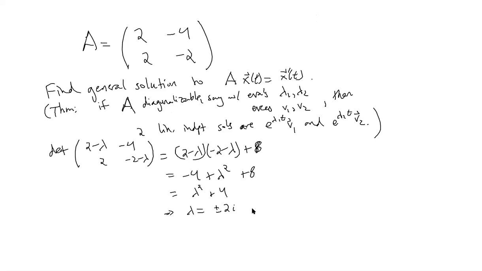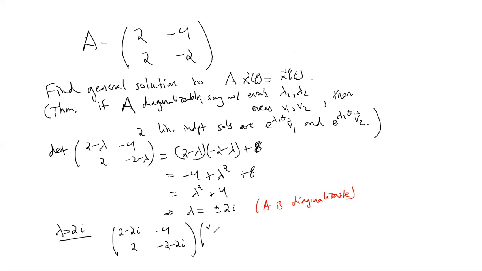And now let's find eigenvectors. Lambda is 2i. We just need to do one of them because the other one will be the complex conjugate of it. So we look at 2 minus 2i. We want to find elements of the null space. Well, maybe I won't call this V1 or V2, or X1 either. W1.